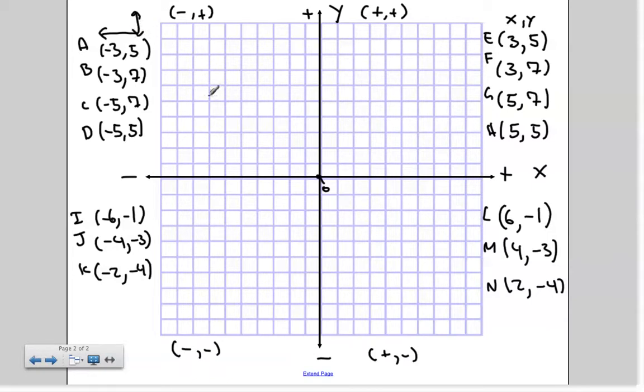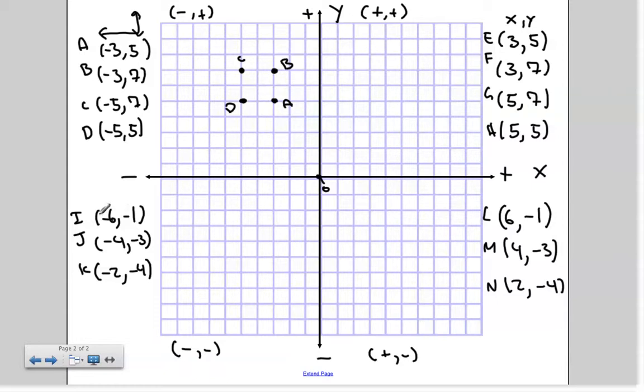So if we look at our first coordinate, we have -3, 1, 2, 3, and -5, 1, 2, 3, 4, 5. This is coordinate A. B is -3, 7, so 5, 6, 7. Always across, always up and down. C is -5, 1, 2, 3, 4, 5, and then 7. And D is -5, 5. So we have A, B, C, and D.